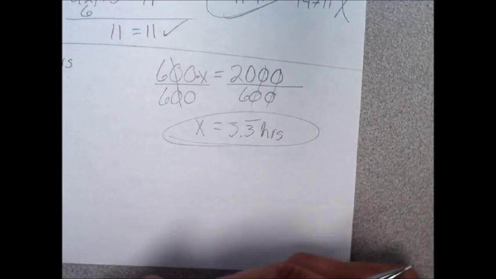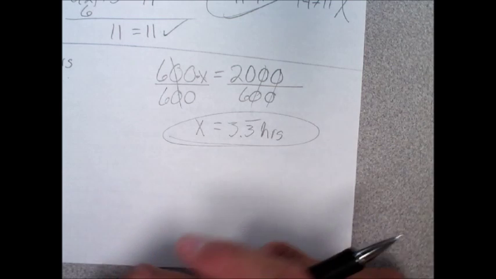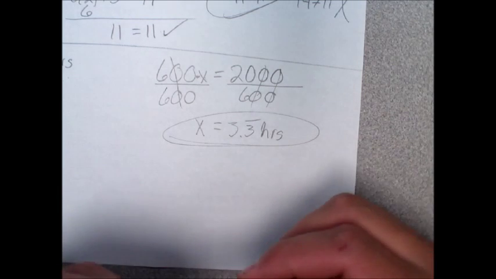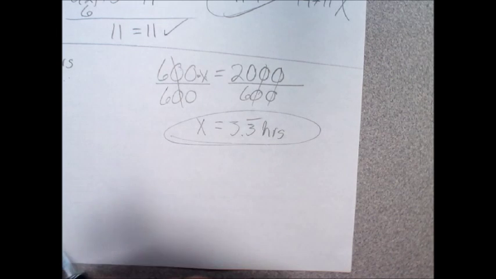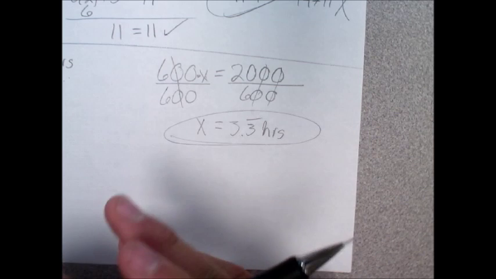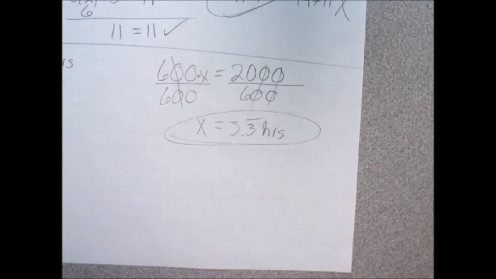Now, just for clarification, if you wrote this down on a quiz, test, whatever it is, and you did not put the repeat bar over it, and it asked for an exact answer, you are wrong. 3.3 and 3.3 repeating are not the same thing. You must put the repeat bar if it wants an exact answer. Okay? Alright, flip the page, go to the next one.